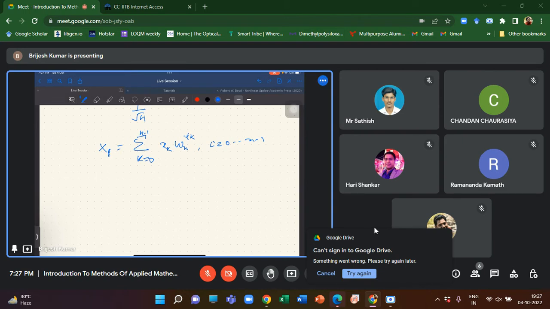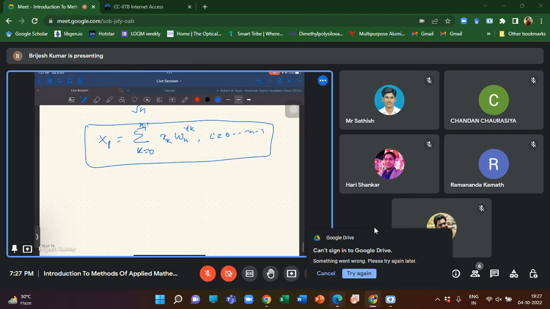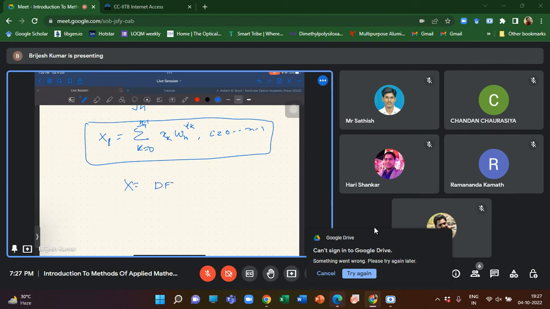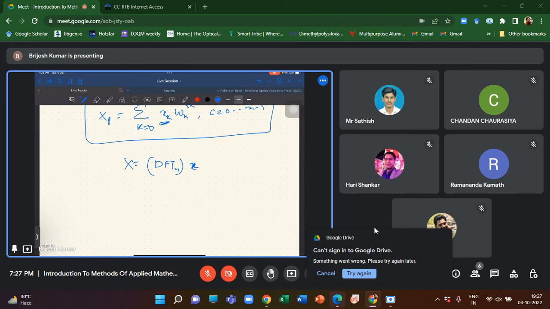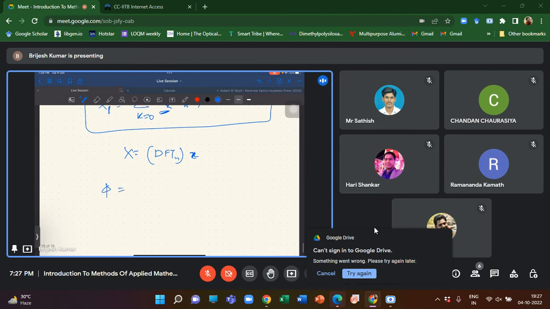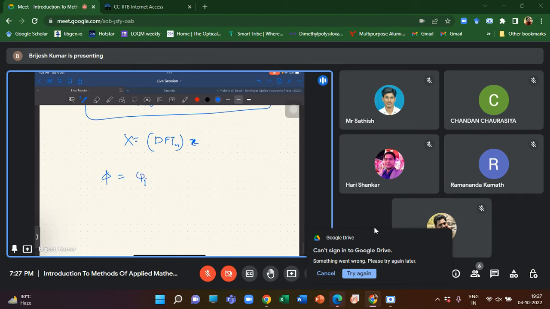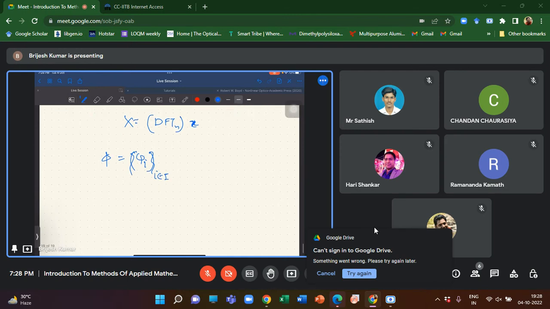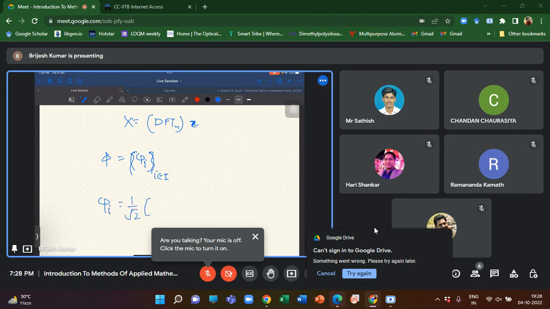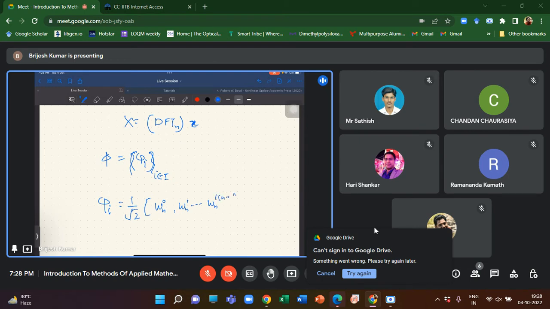This is the decomposition formula. In this matrix notation, this X is the DFT_N matrix, and this X here is the signal X. In our basis, phi is equal to psi, which we are considering again and again, where i belongs to I. So what we take in the basis set: psi, we will take as 1 by root n, w to the 0 comma w to the 1 dot dot dot w to the n minus 1 transpose. This will be our basis set.